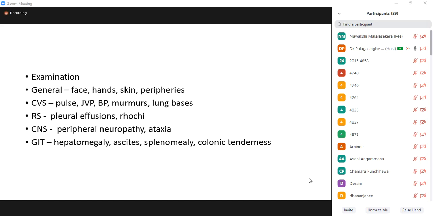Then in the face, there are certain things you have to examine. What are the things you might see in the face of somebody with a chronic diarrhea? What are the things you are interested to examine or see in the face?